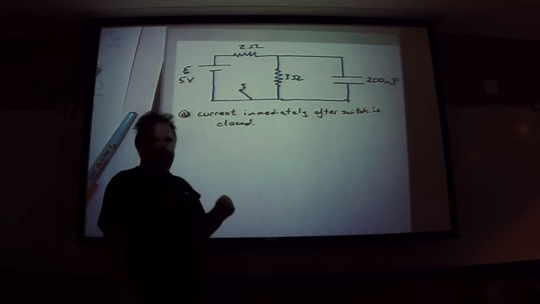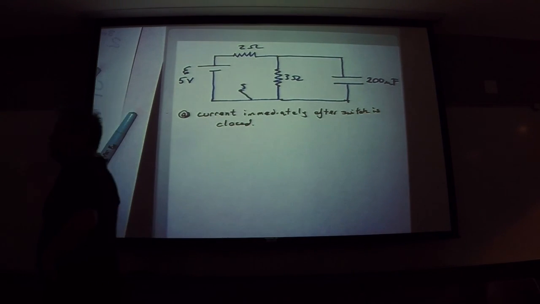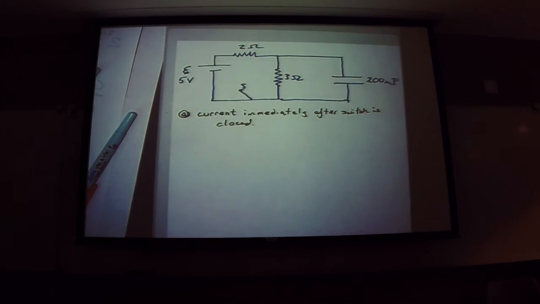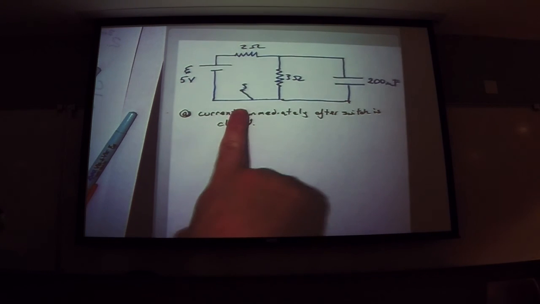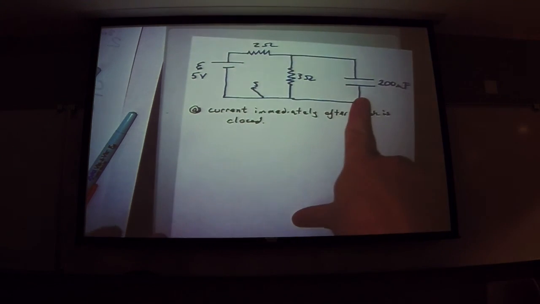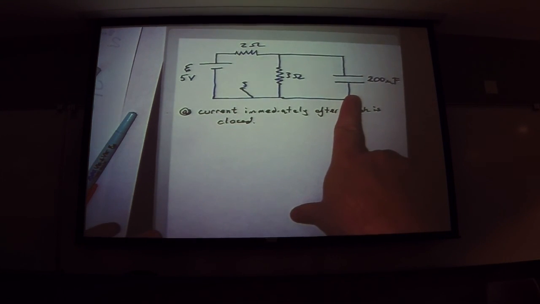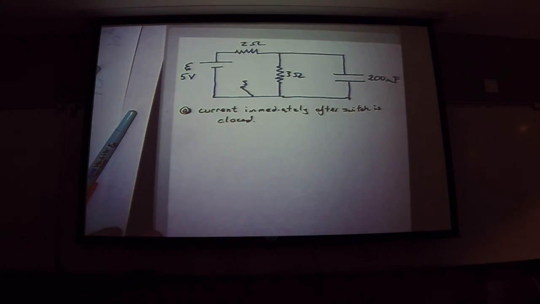Immediately after the switch is closed, and the other thing you'd be told is the capacitor is initially uncharged. Immediately after the switch is closed, the capacitor is uncharged. Uncharged capacitors act like what? Just wire. Wires, because they've got plenty of room to dump current. I can dump current in it.